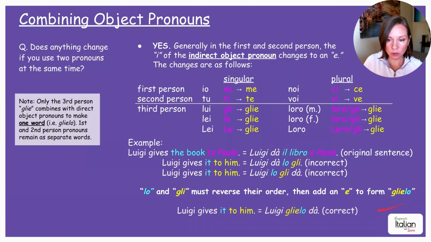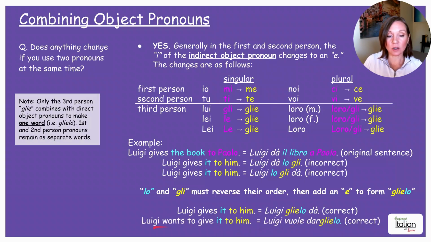Okay, back to our example here. Luigi gives it to him. This is correct. Luigi glielo dà. Okay, so we made it into one word. We combined it into one word because it's a third person singular, and we put it before the conjugated verb.